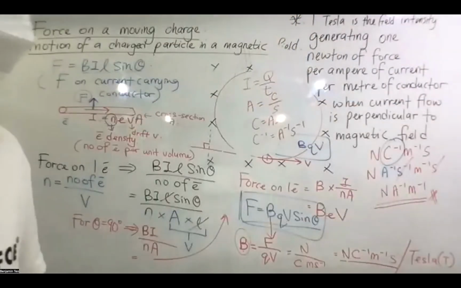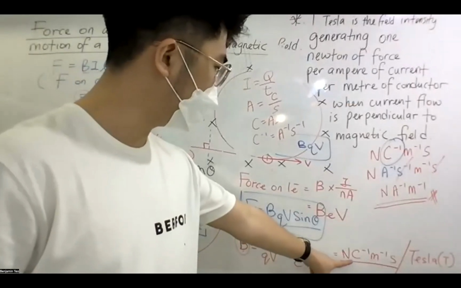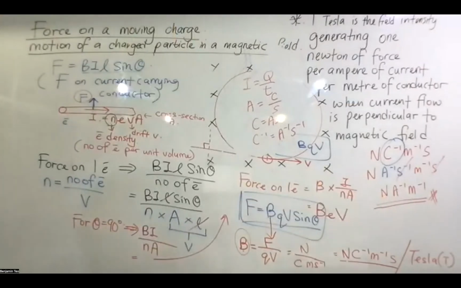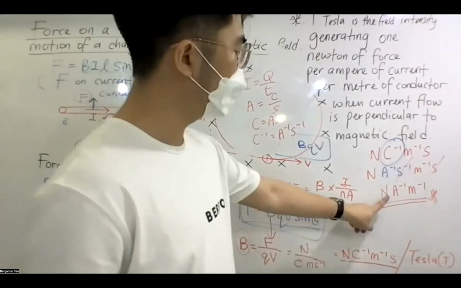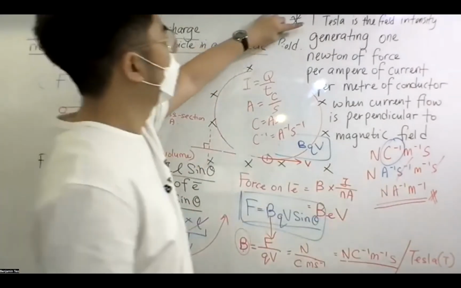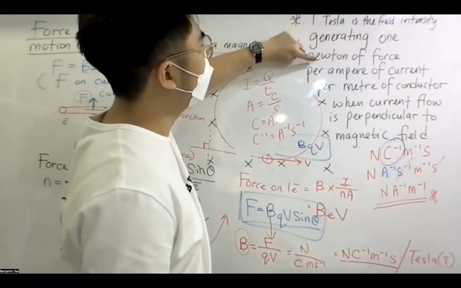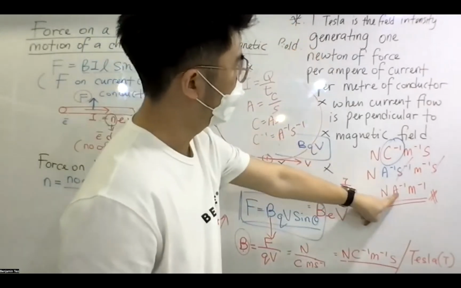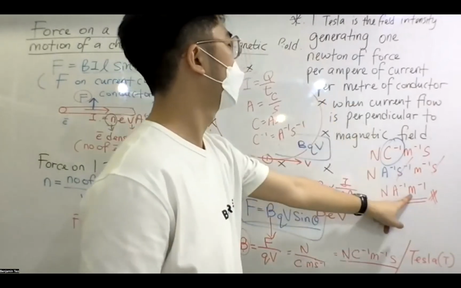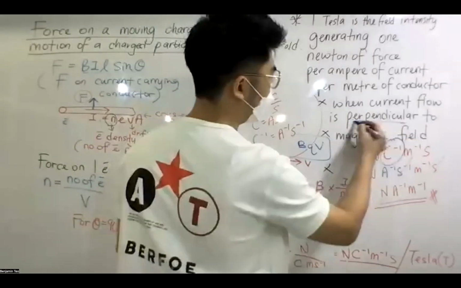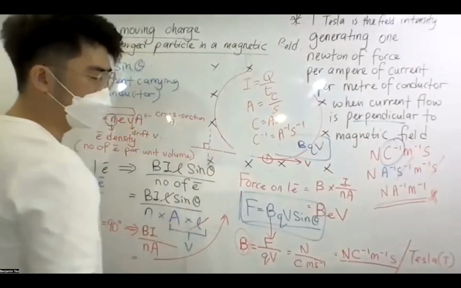Correction. Just now, I said that this is the base. It should be this one. That means this is used to define Tesla. 1 Tesla is the field intensity generating 1 Newton per ampere per meter when current flow is perpendicular. Okay, don't forget we take 90 degrees here.